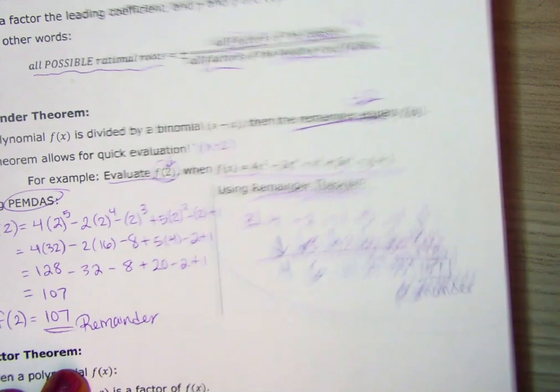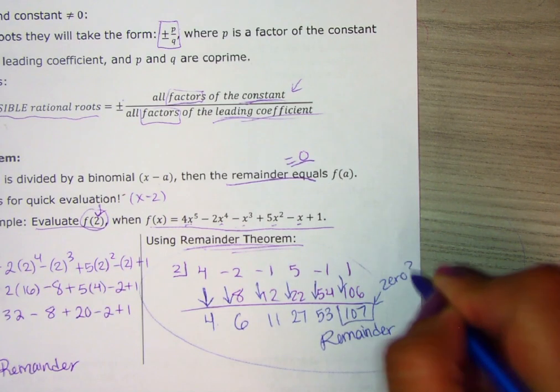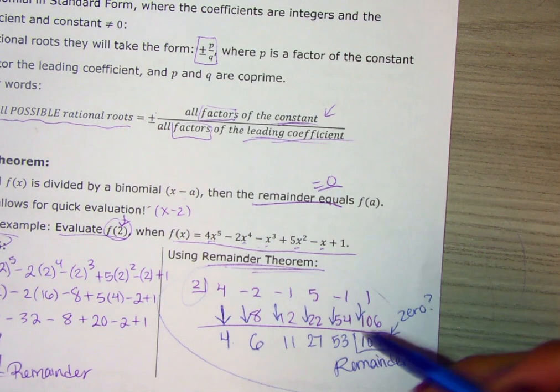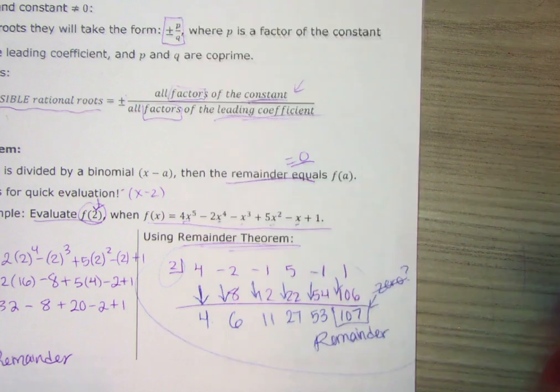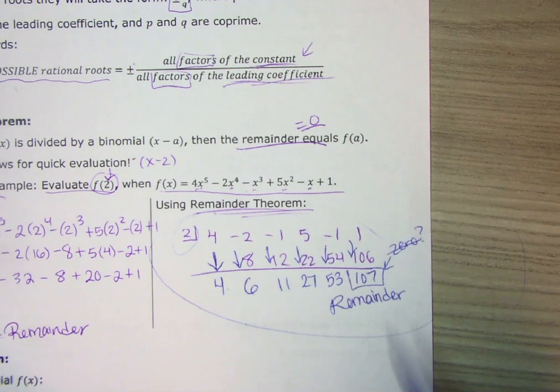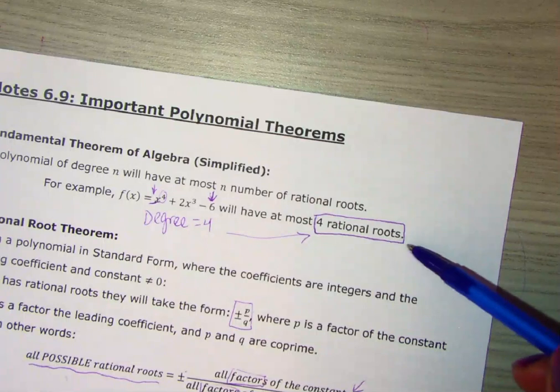So what you want to do is use synthetic division because it's faster, and your goal is to get that remainder to be a 0. If it is a 0, then what you are dividing by is a factor. If it's not a 0, then it's not a factor or a rational root, sorry, right here.